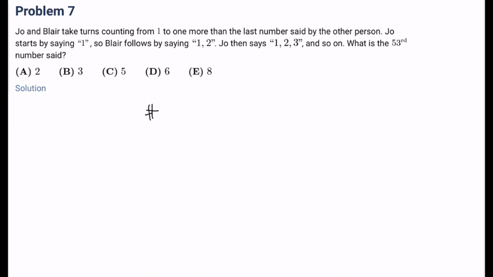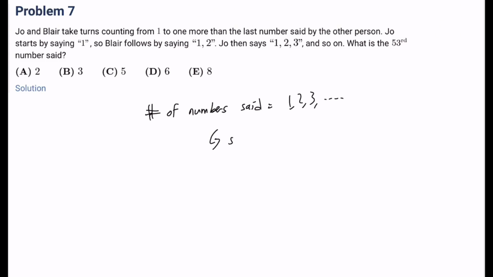Okay, so the number of numbers said is going to be 1, and then 2 numbers, and then 3 numbers are going to be said, and so on. So that's going to be 1, 2, 3, and so on, right? And we want the 53rd number said.